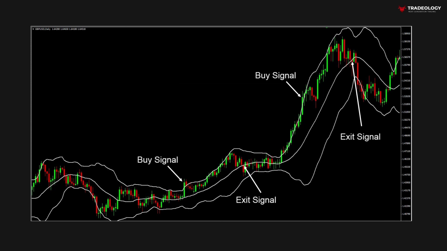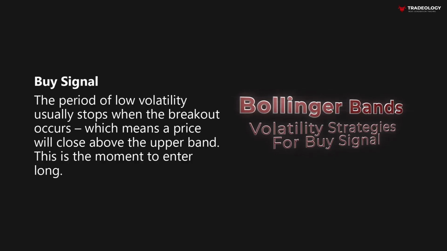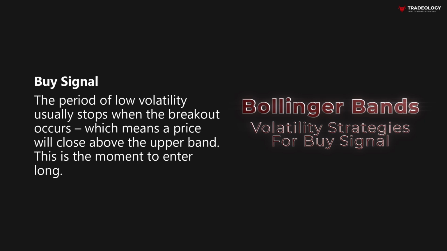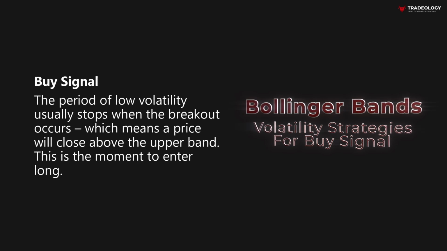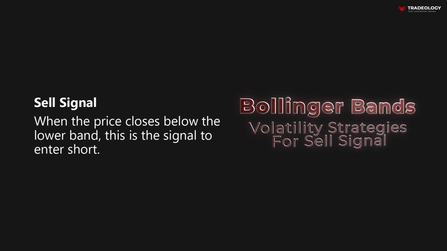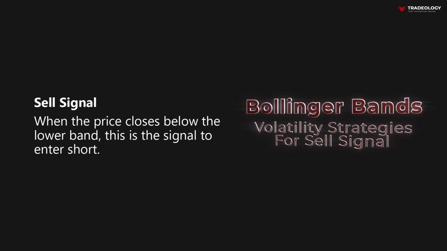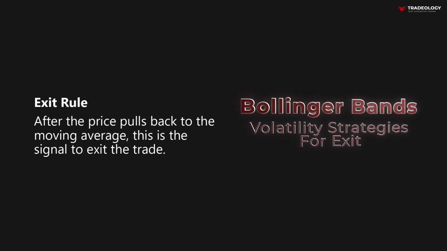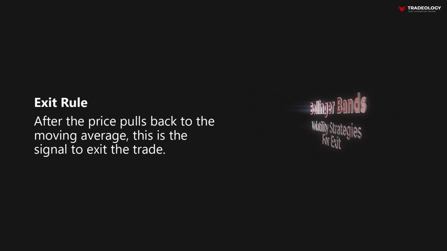This is a good moment to enter the trade when the price breaks out and closes outside of the bands, as indicated in the image. Now, a buy signal occurs when the period of low volatility usually stops when a breakout occurs. This means that a price will close above the upper band. This is the movement to enter long. Sell signal will occur when the price closes below the lower band and is a signal to enter short. An exit rule: after the price pulls back to the moving average, this is the signal to exit the trade.